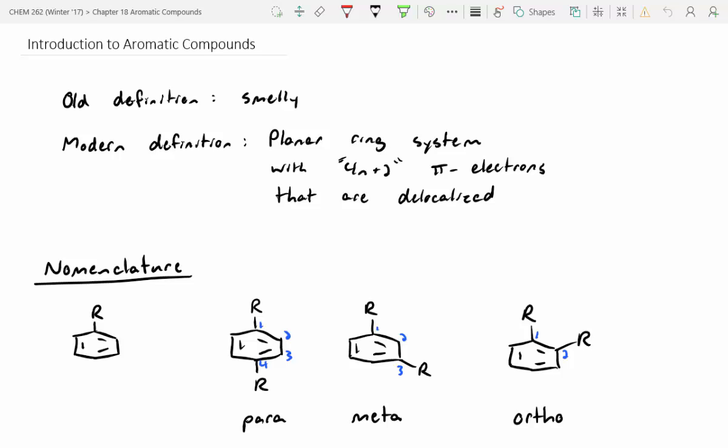All right, so yesterday we started chapter 18. We said that the historical definition of an aromatic compound was something that's smelly. Today we're going to talk a lot more about that modern definition, that an aromatic compound, according to modern terminology, is a planar ring system with 4n plus 2 pi electrons that are delocalized.